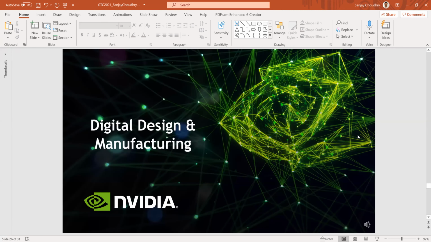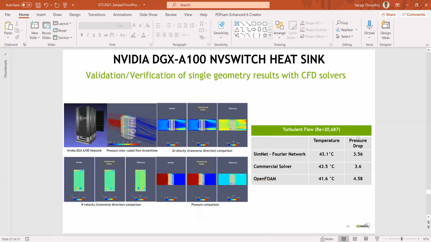And the final area is the digital design and manufacturing, where we take a very complex geometry of the heat sink. And I say complex because these are fins which are very thinly spaced apart. It's a turbulent flow, and it's very difficult for the flow to develop, basically, in this very complex geometry with the heat pipes and everything. We used ANSYS IcePack to do the simulation, and we used Simnet, and we got very, very good results, close results.